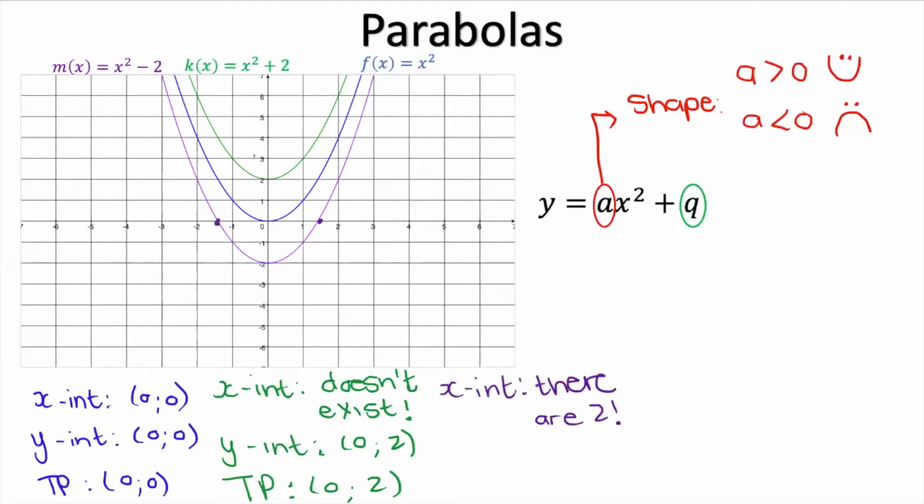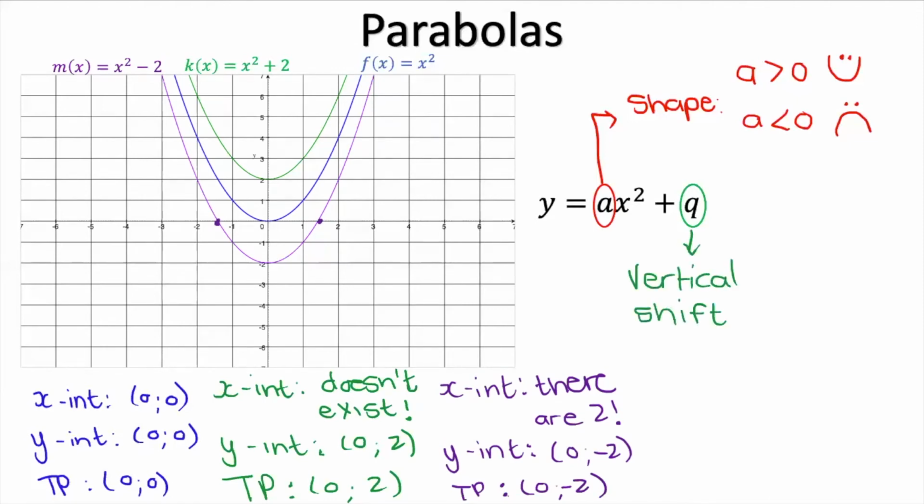Now we see that there are 2 x-intercepts because it's now cutting the x-axis in 2 different places. Our y-intercept is now at 0, negative 2, and so is our turning point. So what can we gauge from this? Well, q shows us our vertical shift. It shows us how much we're shifting the graph up and down by, or, and this is only for grade 10, it is also your y-intercept value.